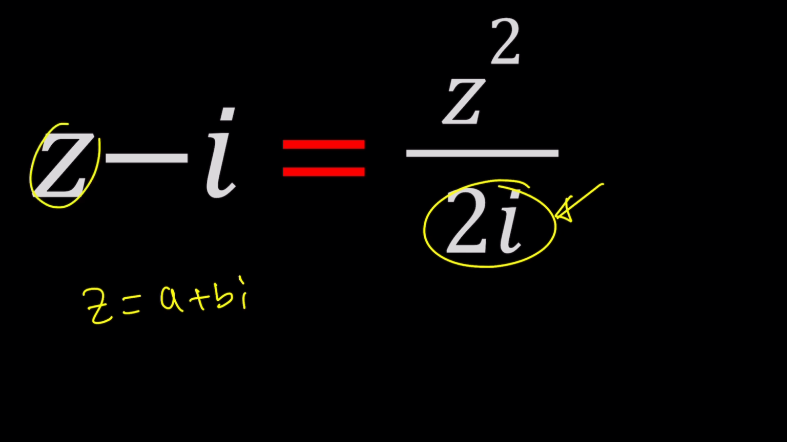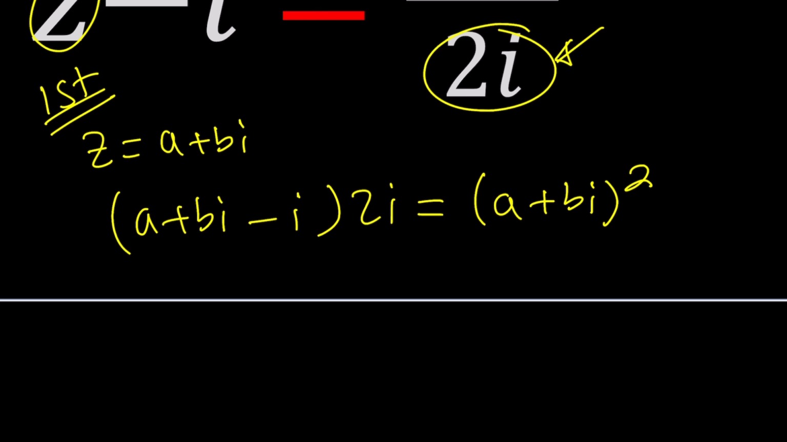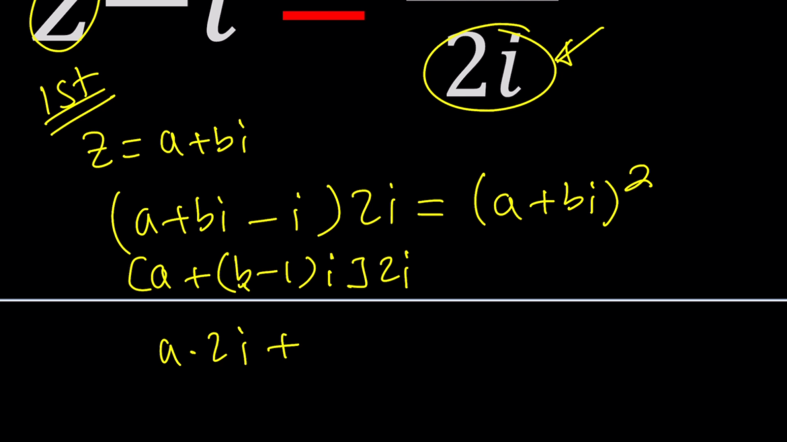Let's call this the first method. You'll get a plus bi minus i, and then I'll cross multiply by 2i, equals z squared, which is a plus bi quantity squared, right? So here we can simplify this by putting together the imaginary parts, and then I'm supposed to multiply this by 2i, and that'll give me a times 2i plus b minus 1 will be multiplied by 2, but then i times i is i squared, don't ever forget that.